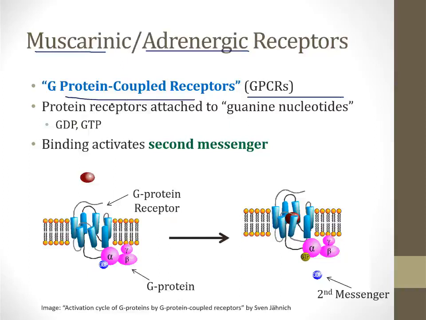These receptors get their name because they are protein receptors attached to guanine nucleotides. Guanine nucleotides are molecules like GDP or GTP. They are similar to ATP. They are nucleotides inside of cells. And once the G protein coupled receptor binds its ligand, in other words, binds a neurotransmitter, then it activates a second messenger. A second messenger is a molecule that can go on and create the desired effect, for example, smooth muscle contraction or secretion of saliva.